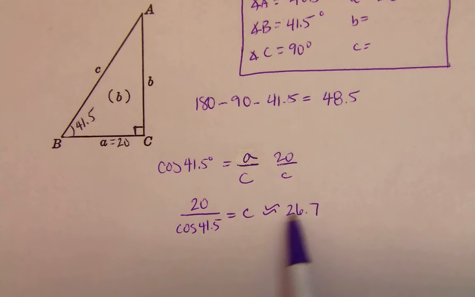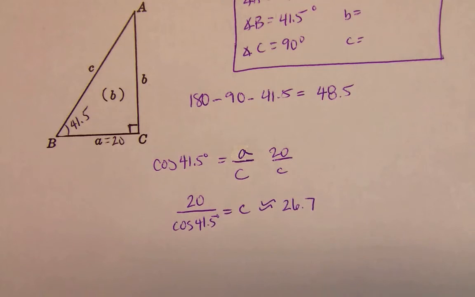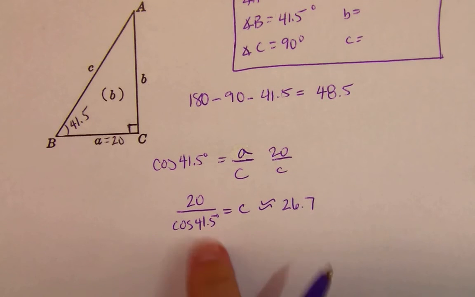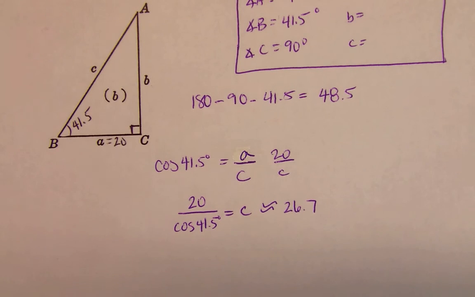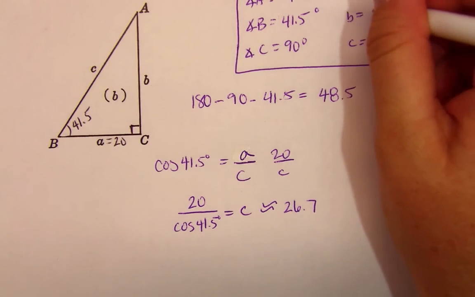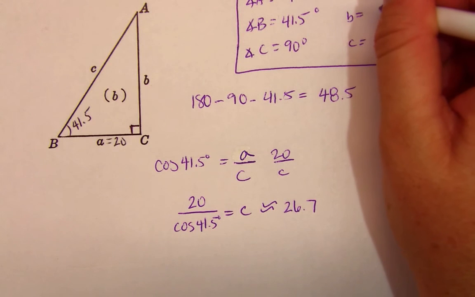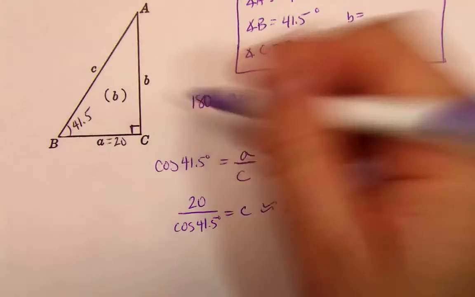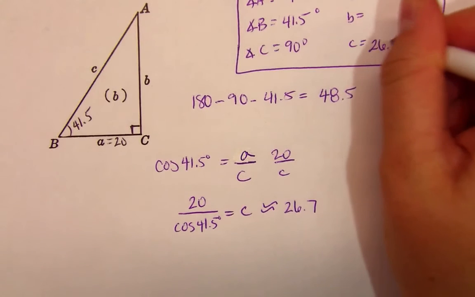Now, this is the biggest mistake I see students make. They forget to put their calculator back in degrees. They leave it in radians. Make sure that when you're working with degrees, your mode is in degrees. Make sure when it's in radians, you're working in radians. So side C here is going to be 26.7.